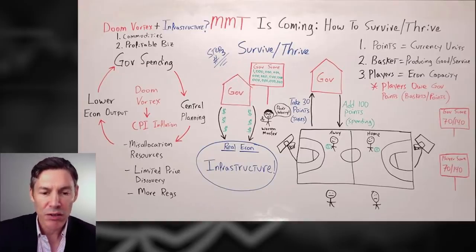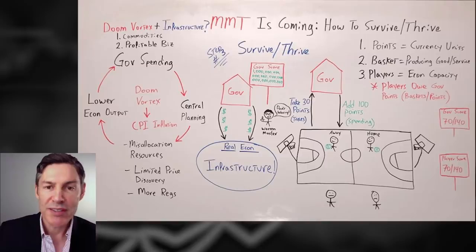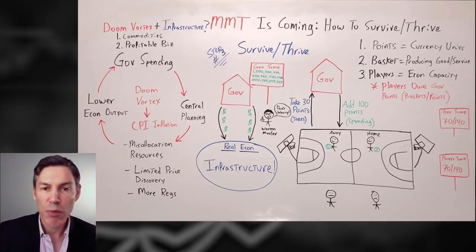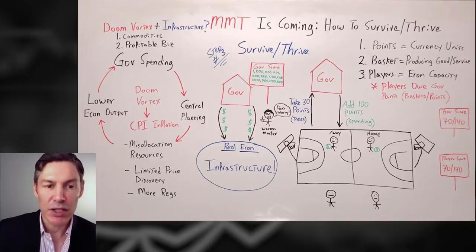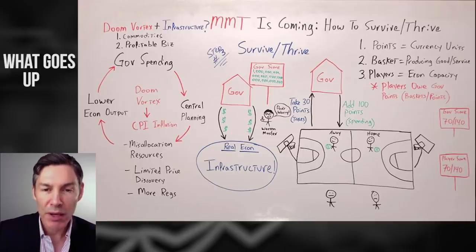What are they going to most likely do? Infrastructure spending. So when we've got the doom vortex we discussed in step number 2, where government spending, more central planning, more misallocation of resources, limited price discovery, more regulation equals lower economic output, the solution for Mosler and the government is more government spending, which puts us in this doom vortex of consumer price inflation. When you combine the doom vortex of price inflation with infrastructure spending, what goes up in price?